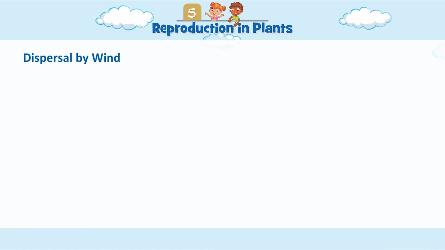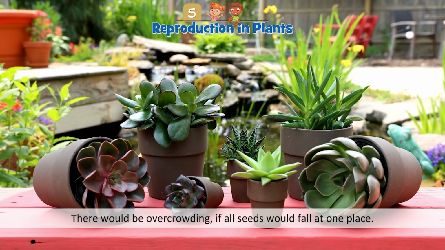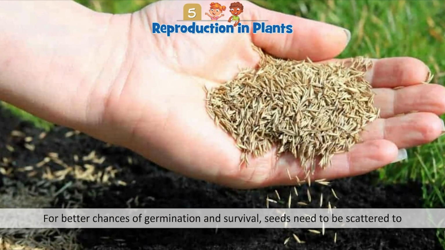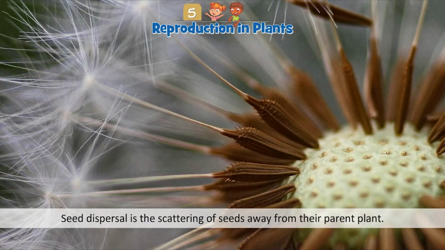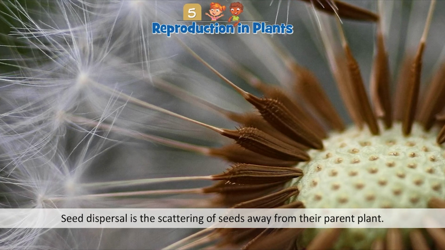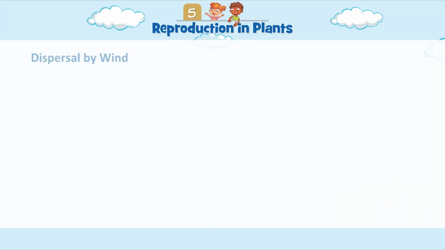Dispersal of seeds. Plants do not move from place to place. There would be overcrowding if all seeds fell at one place. For better chances of germination and survival, seeds need to be scattered to new places. Seed dispersal is the scattering of seeds away from their parent plant. Nature helps in dispersal of seeds in the following ways.